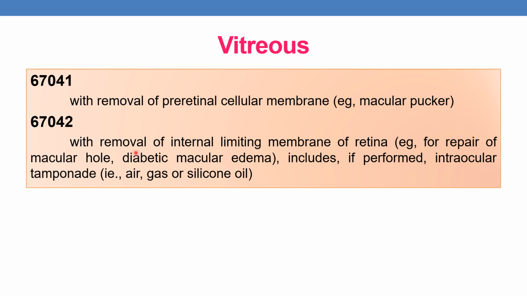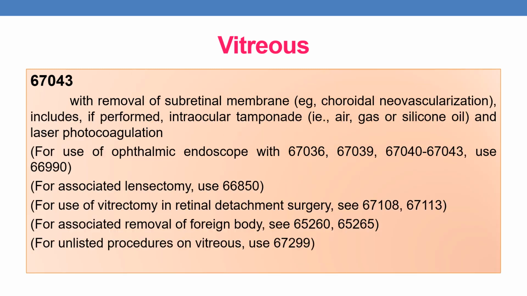For example, repair of macular hole, diabetic macular edema, includes, if performed, intraocular tamponade. Example, air, gas or silicone oil. The next CPT is 67043. It deals with vitrectomy with removal of subretinal membrane. For example, choroidal neovascularization, includes, if performed, intraocular tamponade and laser photocoagulation.